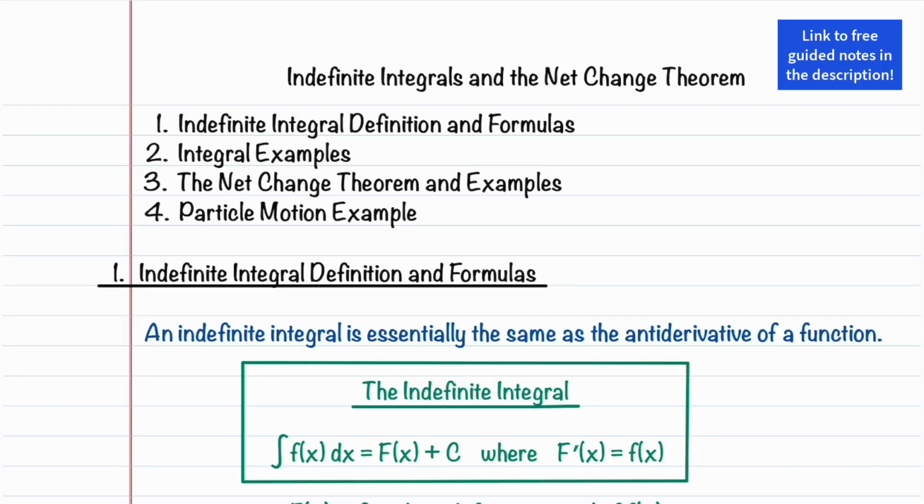In this video, we're going to learn about indefinite integrals and the net change theorem. We'll start with the definition of an indefinite integral, go over some common integration formulas, and work through lots of examples. Then we'll move on to the net change theorem and learn how integration can be used to find the total change in a quantity over an interval. We'll finish with an example involving particle motion and see how these ideas connect.